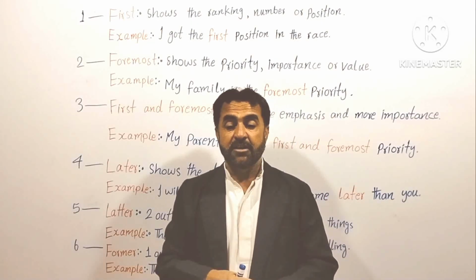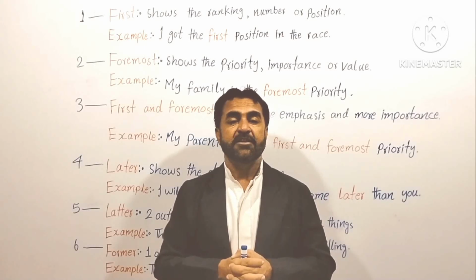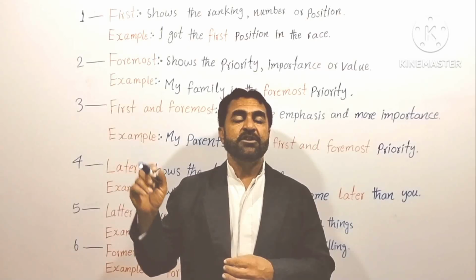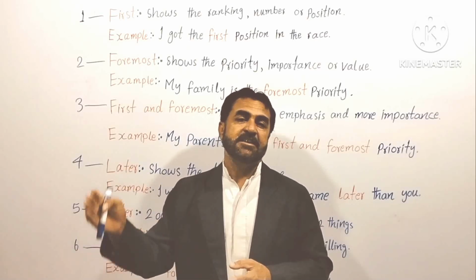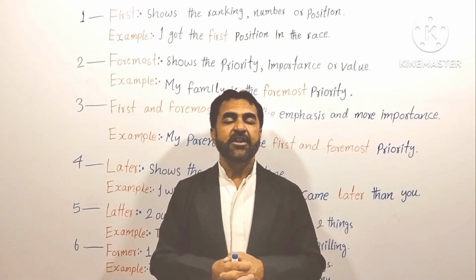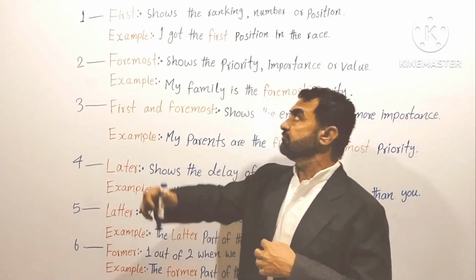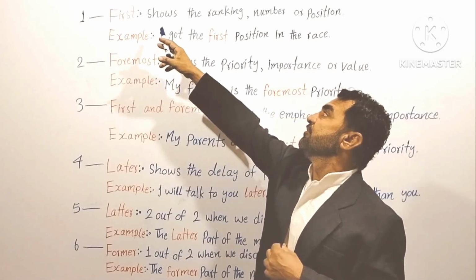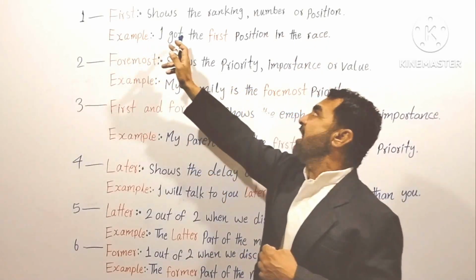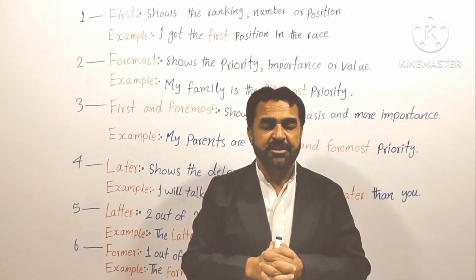First is a word that shows the ranking, position, or number of something. As I said in my last video, such words are called ordinal adjectives: first, second, third, fourth, fifth, sixth, seventh, eighth, ninth, 10th, etc. These are all ordinal numbers or ordinal adjectives. First shows the ranking, number, or position. For example: I got the first position in the race.